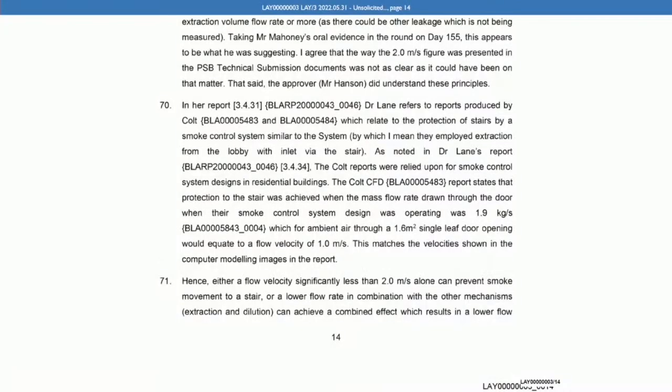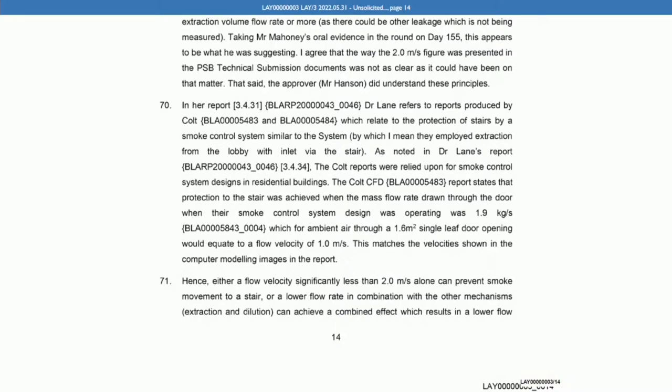Yes. Now, let's look at what you say in your latest statement. That's LAY 703 at page 14. And I want to look at what you say at paragraphs 70 and 71. So you say, in her report, Dr. Lane refers to reports produced by COLT, which relate to the protection of the stairs by a smoke control system similar to the system, by which I mean they employed extraction from the lobby with inlet via the stair. As noted in Dr. Lane's report, the COLT reports were relied upon for smoke control system designs in residential buildings. The COLT CFD report states that protection to the stair was achieved when the mass flow rate drawn through the door when their smoke control system design was operating was 1.9 kilograms per second, which for ambient air through a 1.6 metre square single leaf door opening would equate to a flow velocity of 1 metre per second. This matches the velocities shown in the computer modelling images in the report.